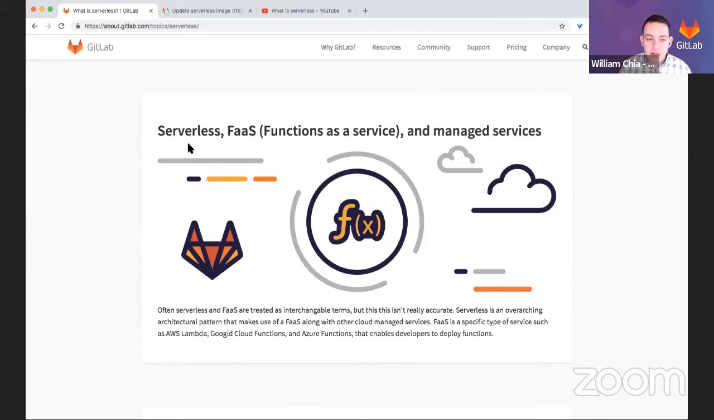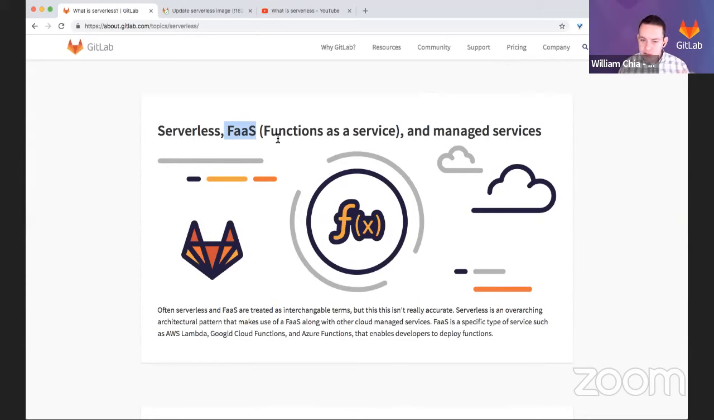Oftentimes you'll hear the terms serverless, managed services, and then FaaS, which stands for functions as a service. Functions as a service are things like AWS Lambda or Google Cloud Functions. That's what's actually going to run these little discrete units of code. And so a FaaS is a specific type of managed service. So if you have your S3 bucket as your storage, and Kinesis as your event stream, then Lambda is your FaaS. A FaaS is a type of managed service.